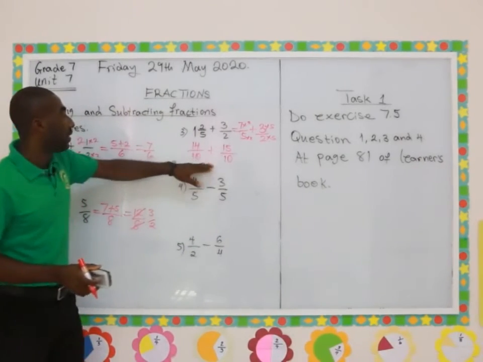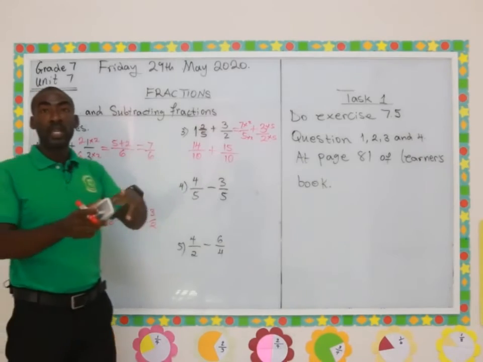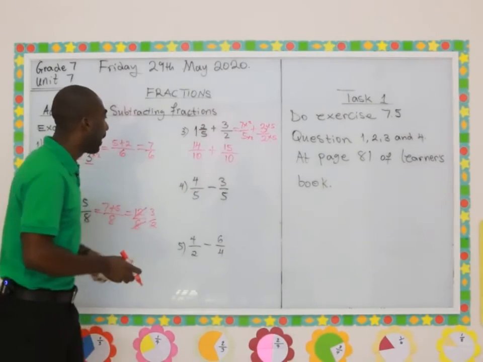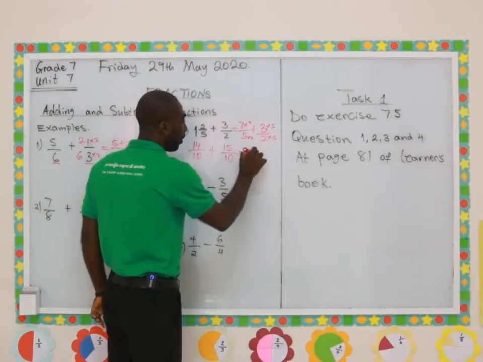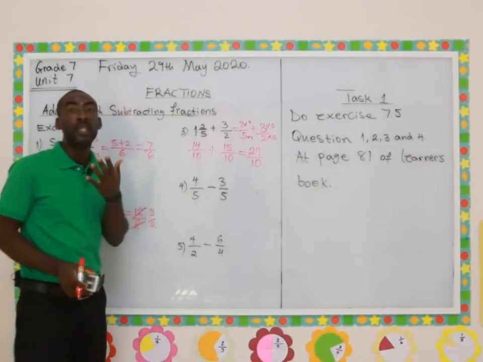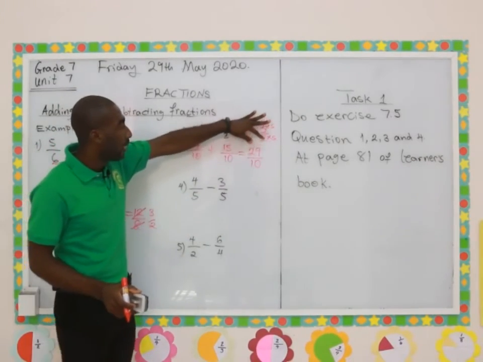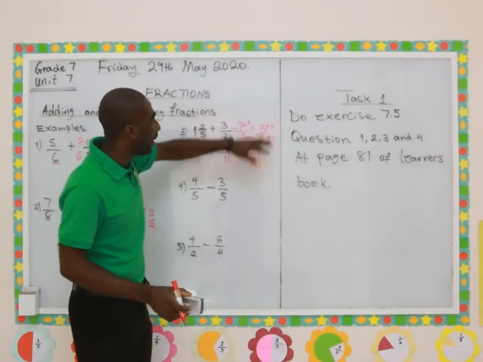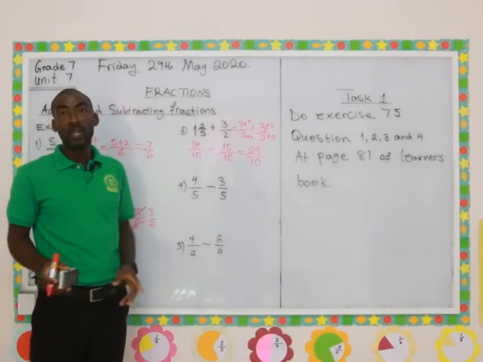So you see now we have the same denominators. Once we have the same denominators, we can easily add up. So we now have 29 over 10. There is no number that can divide 29 and 10, so you have to leave it like that.